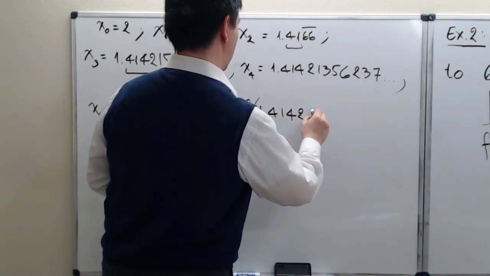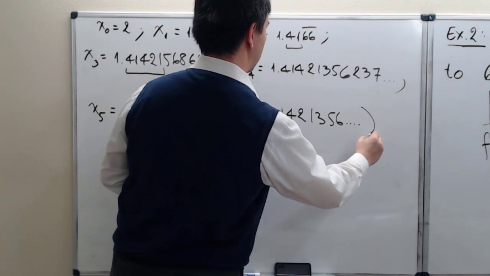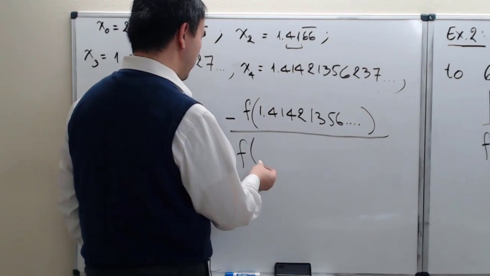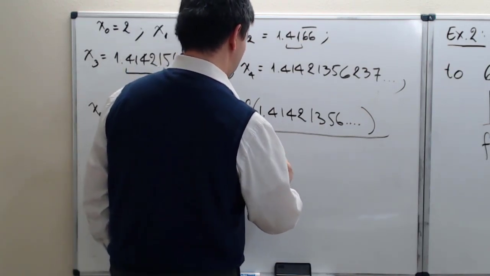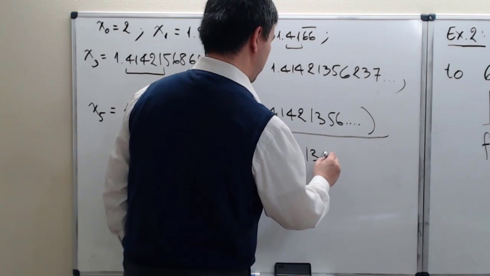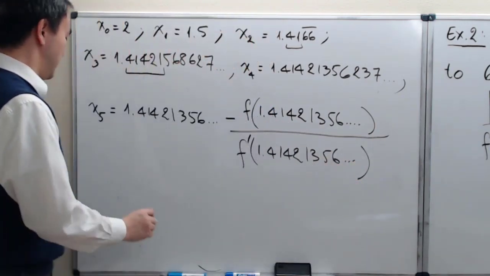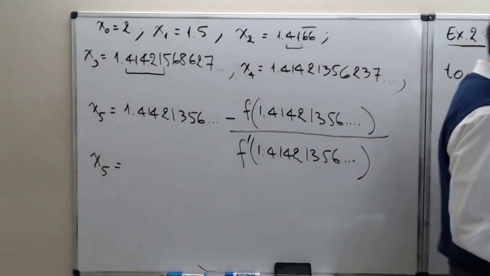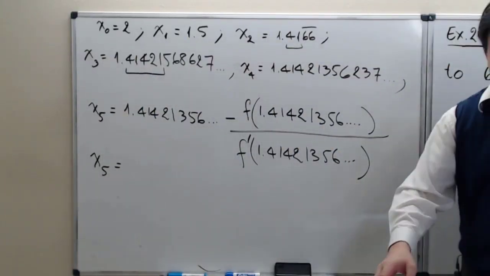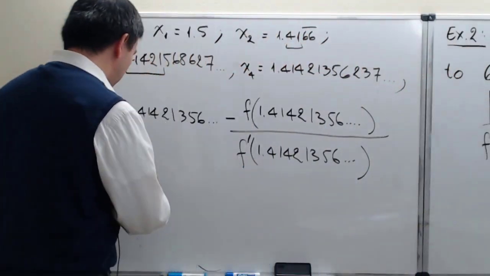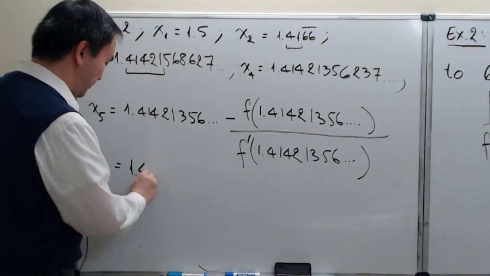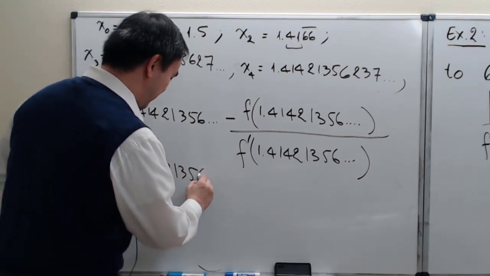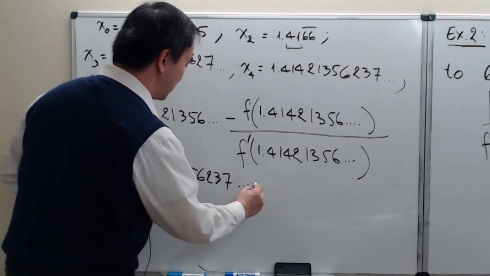1.414 2 1.356 and a lot longer. So instead of writing down the formula here, I'll just get straight into the formula with the value of x4 substituted in. So f prime at 1.4142 1.356 and a lot longer. Okay, so now x5. Okay, so now my calculation shows 1.4142 1.35 6237 and a lot longer, of course.